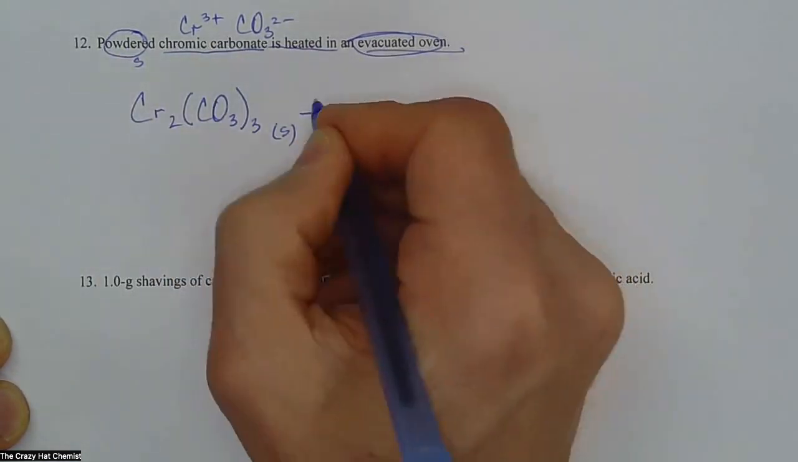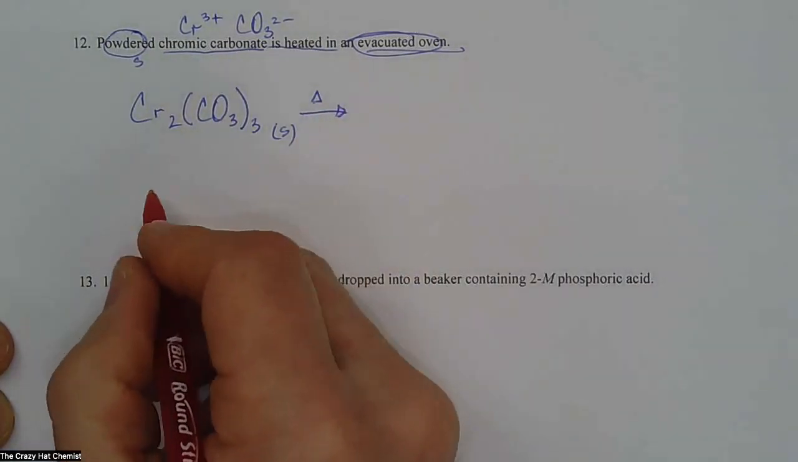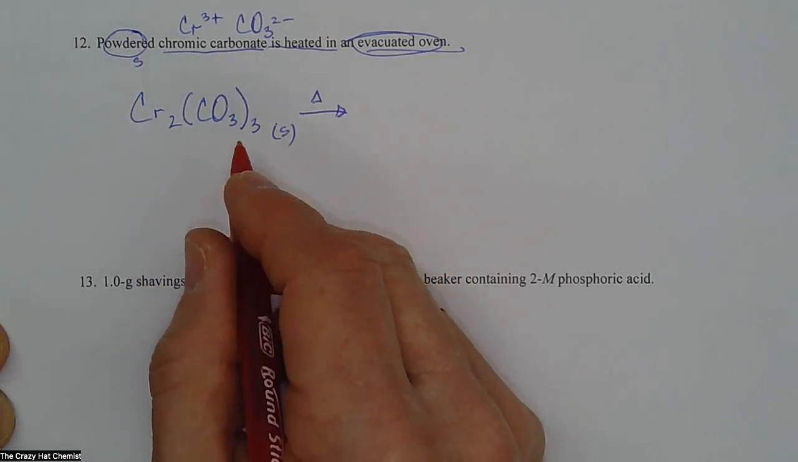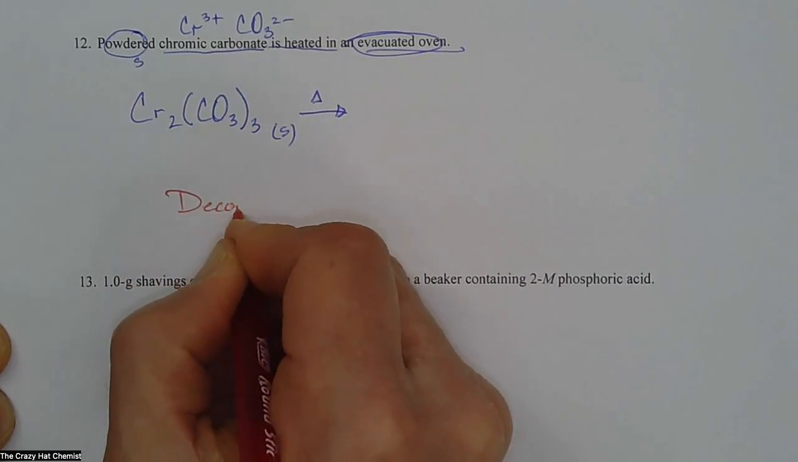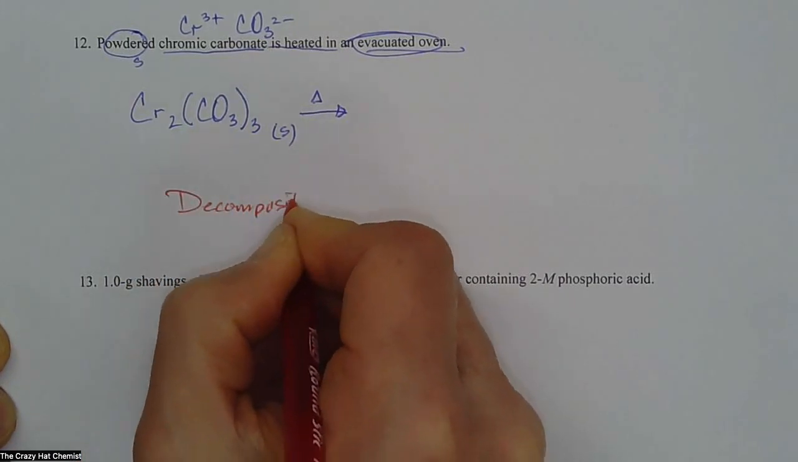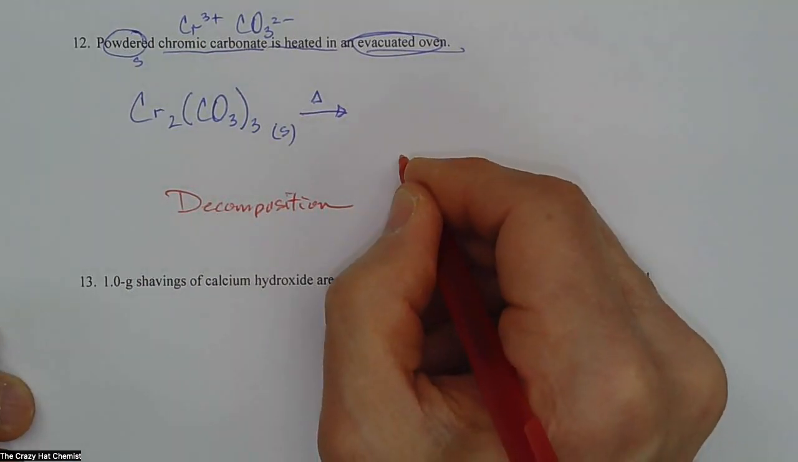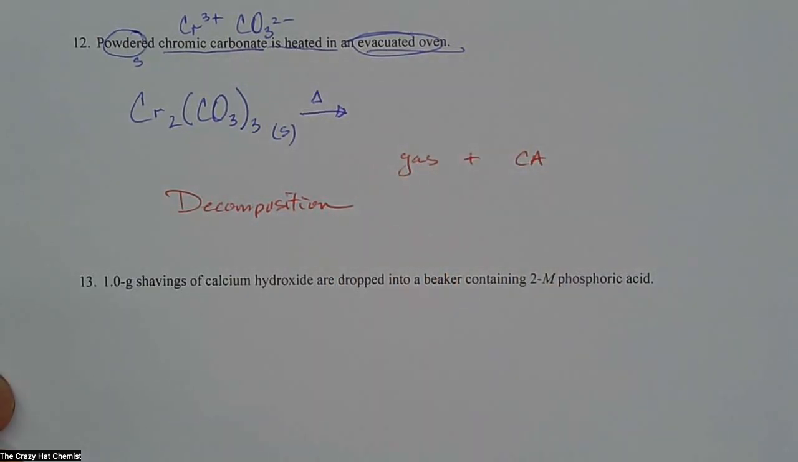It's in an evacuated oven. That means that there is nothing else. This is a compound all by itself. There's only one thing on the reactant side, so that means that this is a decomposition. So characteristics of a decomposition is I am going to get a gas and a cation anion combination.